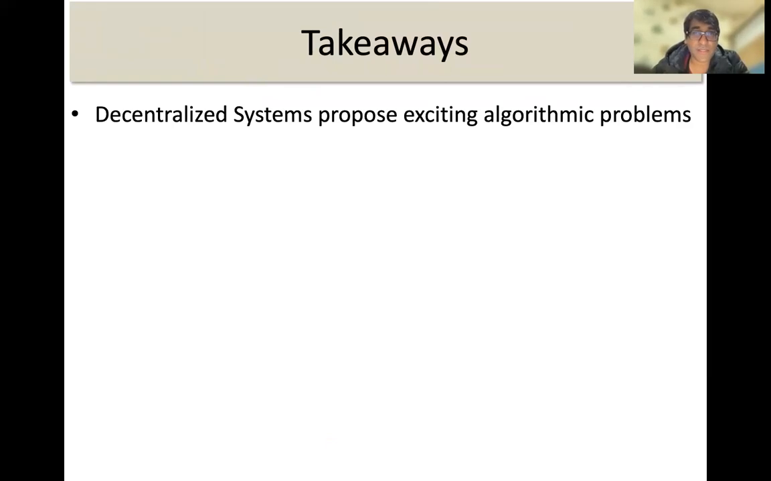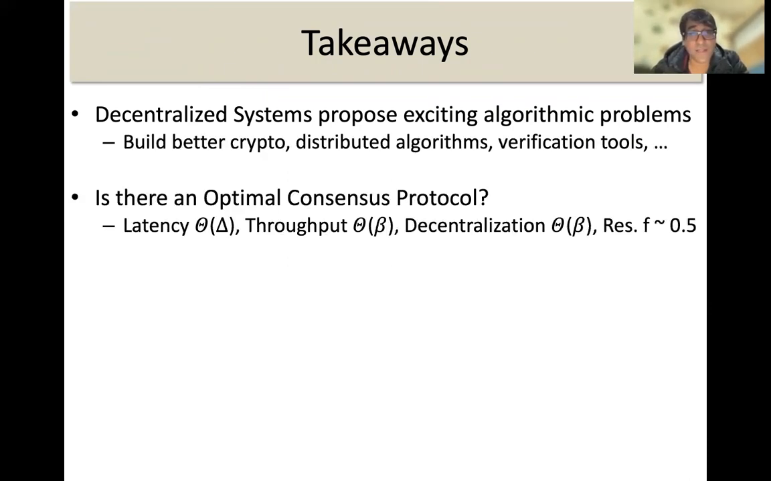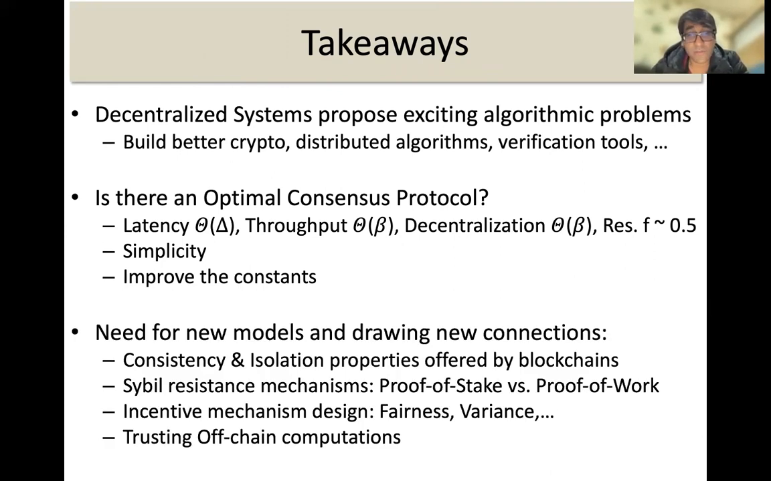So here are the takeaways. I think decentralized systems like blockchains offer very good algorithmic problems to look at. It's an exciting space. I think scalability is a particularly interesting problem to look into for layer 1 blockchains. Simplicity is something that we should keep in mind going forward when designing these protocols. And I think there is still room to improve some of these constants. Some of the better engineering can reduce some of the parameters a little bit better. That's definitely worth looking at.